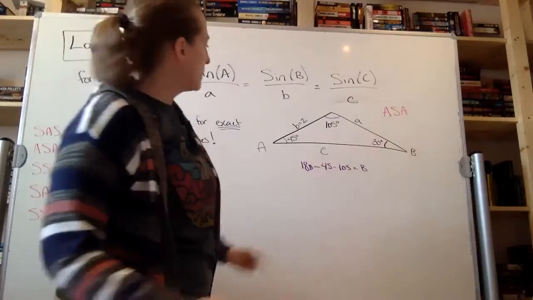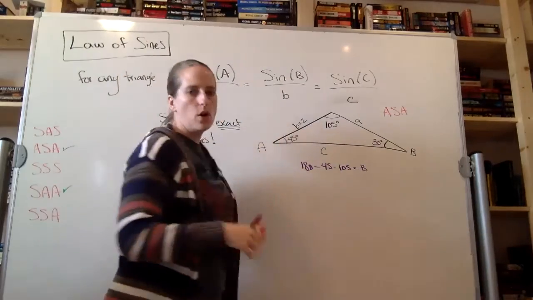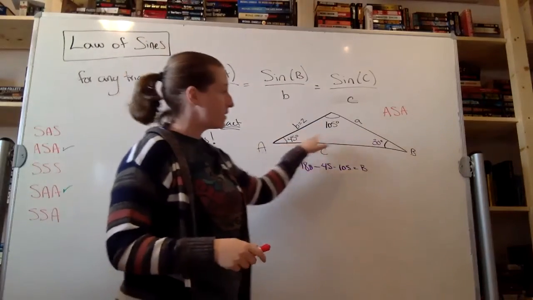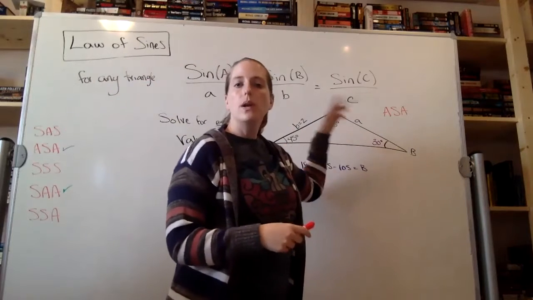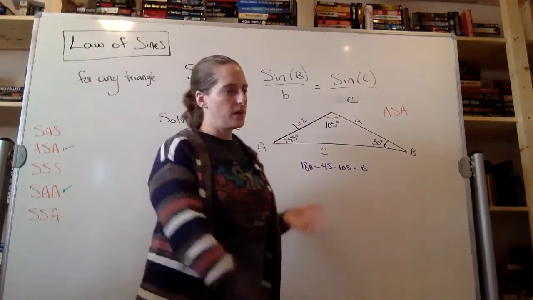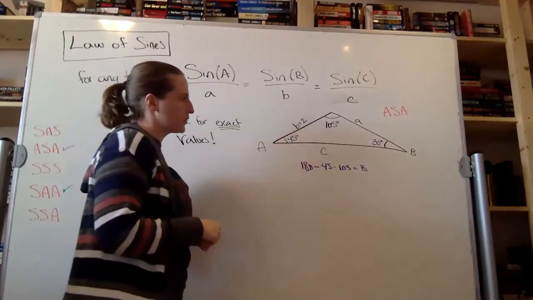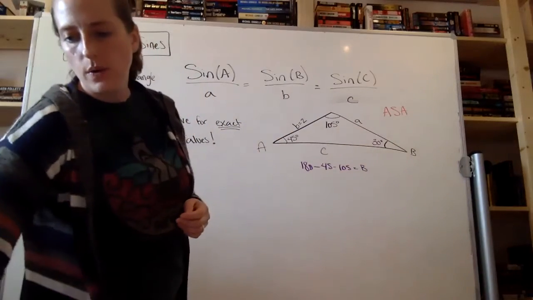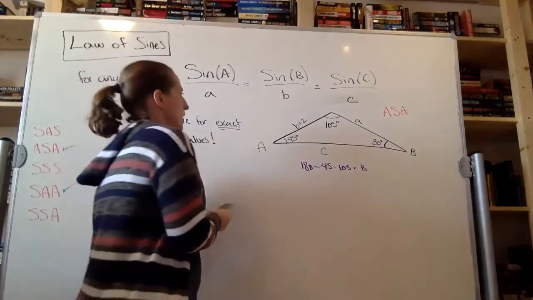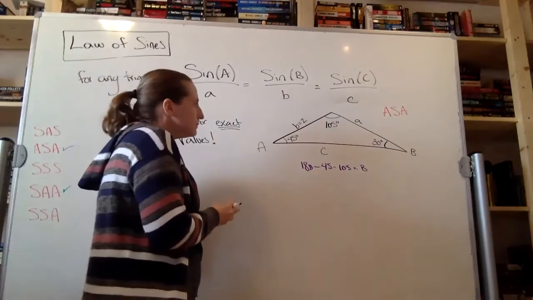Well, that's nice because notice that we have two known common standard angles, 45 degrees and 30 degrees. We know the exact value of sine of 45 and sine of 30. So that tells me that I should be able to solve this triangle exactly. So let's do that. Okay, here we go.